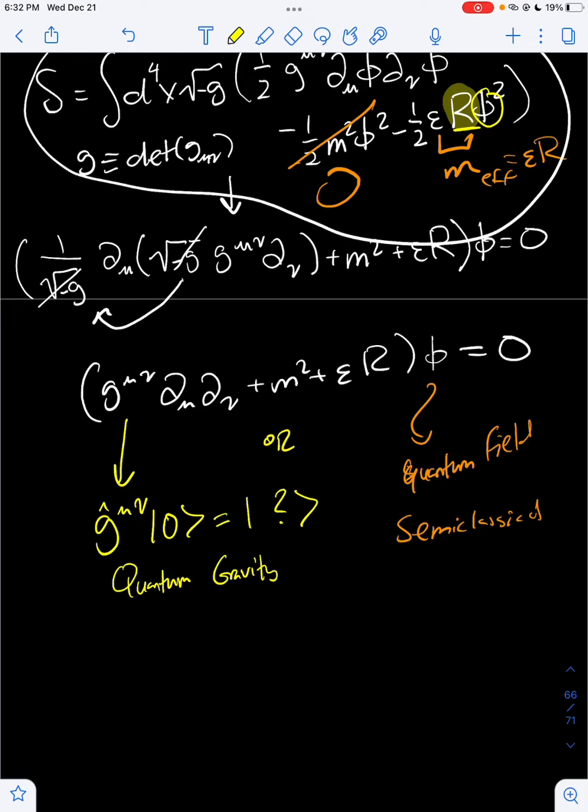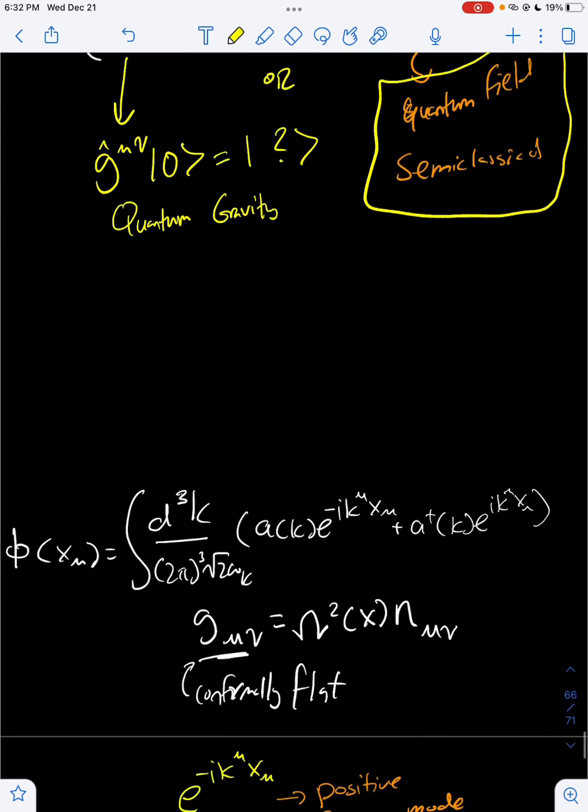But the more chill way, the safer approach is to just look at how far we can go by just considering the background space-time to be classical. And that's semi-classical gravity. In semi-classical gravity, we can derive a bunch of cool effects like the Hawking effect, which we'll be doing in a future video.